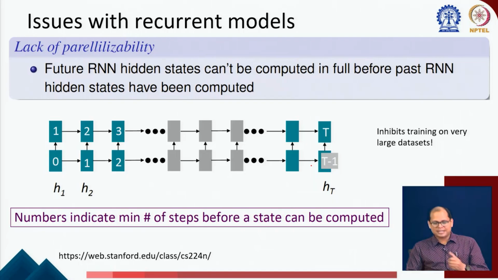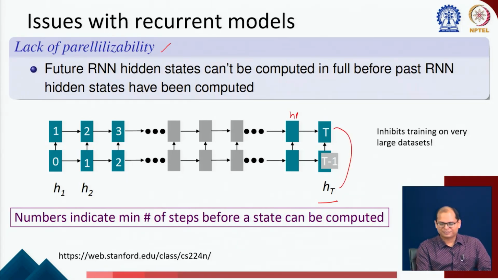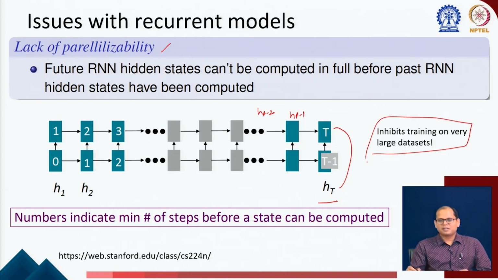And this creates a problem in that I cannot parallelize the computation. If I have to compute HT, I need HT minus 1 in my equation, and before HT minus 1, I have to compute HT minus 2, and so on. So, there is a dependency. Even if I am taking a long sequence, I have to do it one by one: H1, H2, H3, H4. I cannot do it in parallel, and this creates some hindrance in training on very large data sets. So, I cannot parallelize this whole computation.